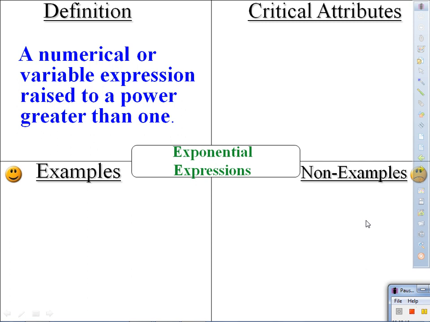No, don't guess. Actually tell your neighbor the definition. Man, you guys know this? Let's go.